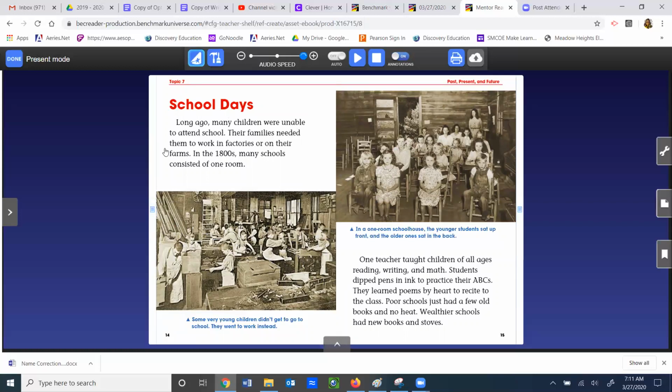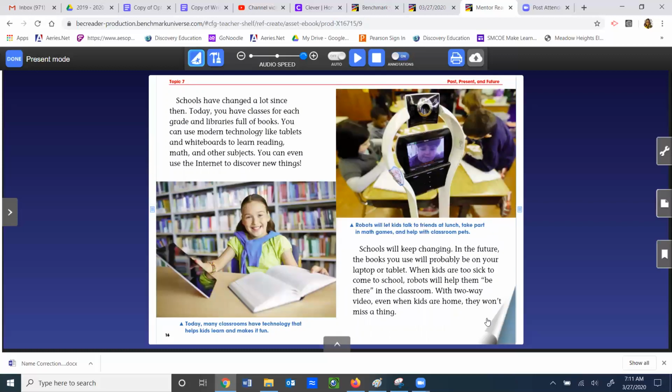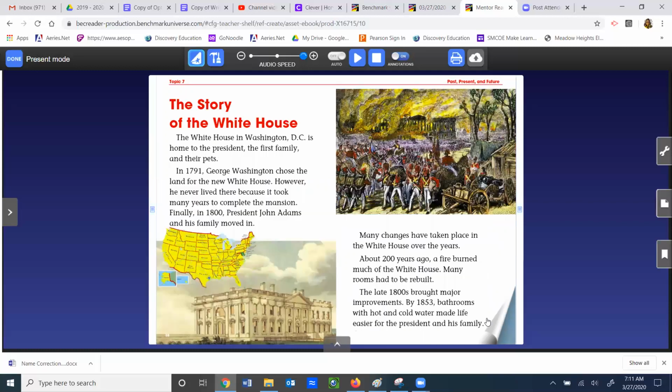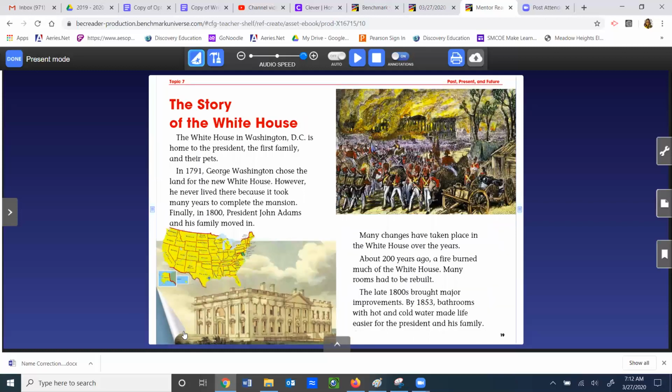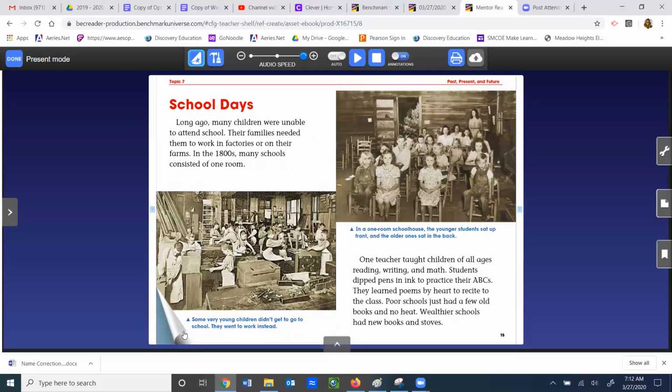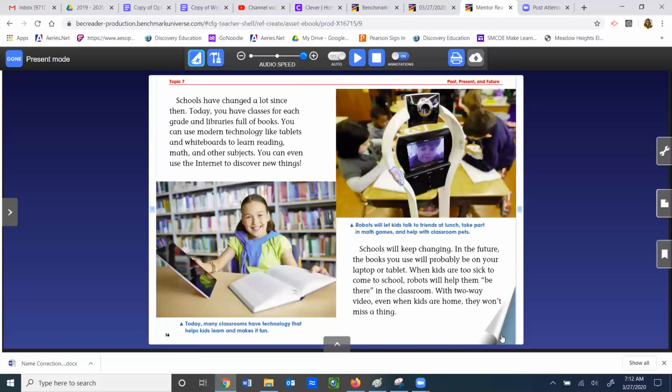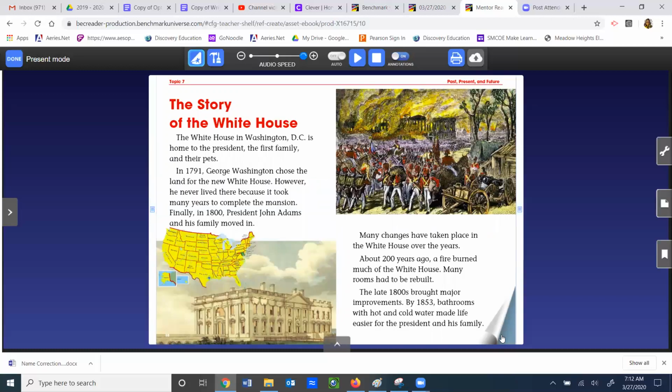So as I see up here, I see a sentence that says in the 1800s, many schools. And then over here in the story of the White House, I see in 1791, George Washington chose the land for the new White House. And there are some other dates that you can see in here. How does the author of School Days organize the text? How does the author of the story of the White House organize the text?